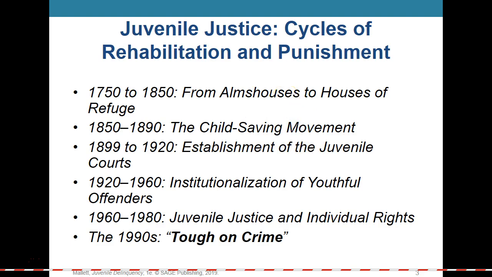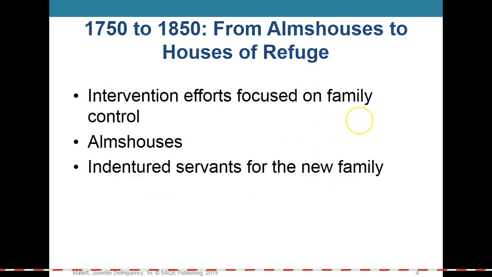We're going to talk throughout here about the cycles of rehabilitation and punishment. We'll talk about each of these times. When we begin talking about 1750 to 1850, we moved from the almshouses to the houses of refuge. The almshouses were locked one-room buildings that housed many types of people with many different problems. In loco parentis meant removing the children and placing them with other families. Children were bound out and essentially were indentured servants for the new family, as a form of social control of troubled children. This was a form of severe social control.